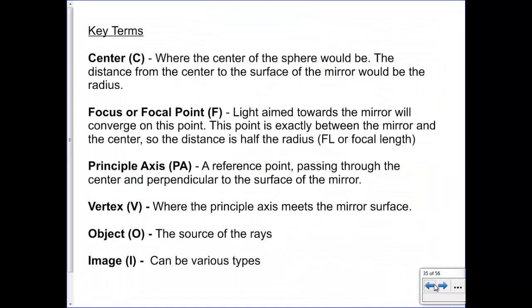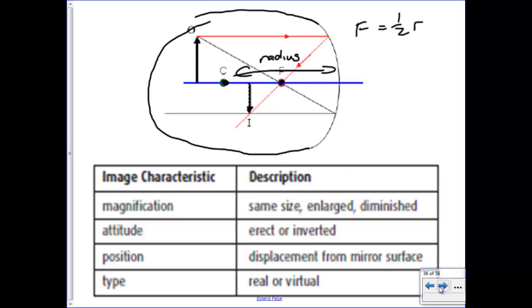Okay, let me go back here. Kind of jumping around too much. So the focal point is that half the radius point. The principal axis is defined as the perpendicular line to a mirror. The vertex is where the axis meets the surface. The object is the actual source of the rays, and then the image is what you perceive. Let me do some more diagrams.